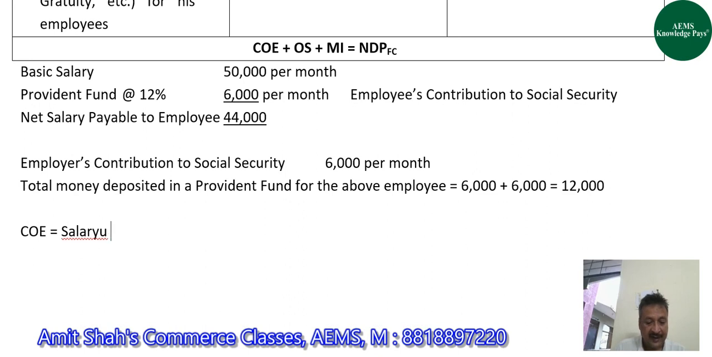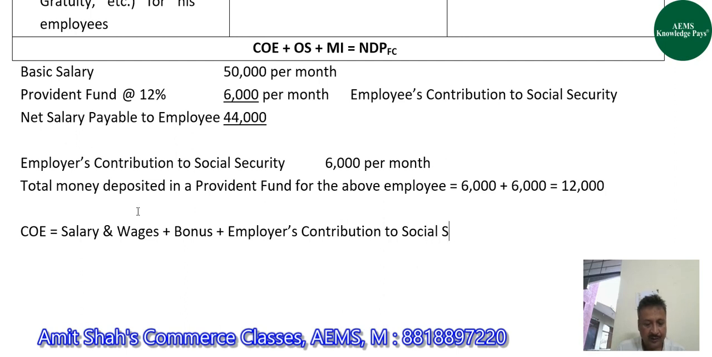COE is equal to salary and wages plus bonus plus employer's contribution to social security.